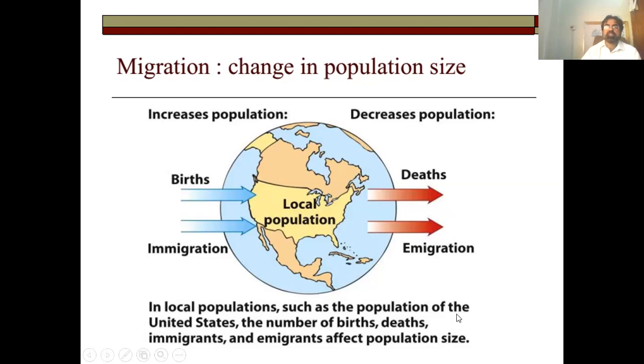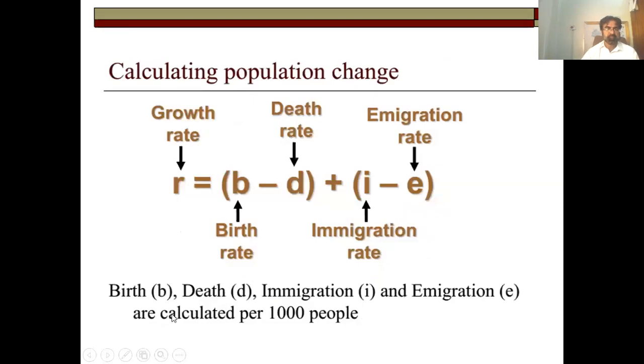In local populations such as the population of the United States, the number of births, deaths, immigrants and emigrants affect population size. So calculating population change, the growth rate is equal to B minus D, B for birth rate and D for death rate, plus immigration (in-migration) and minus emigration (out-migration). The number of people who enter a country is immigrants, and the number of people who leave the country is emigrants. So this is the formula for calculating the overall growth rate.